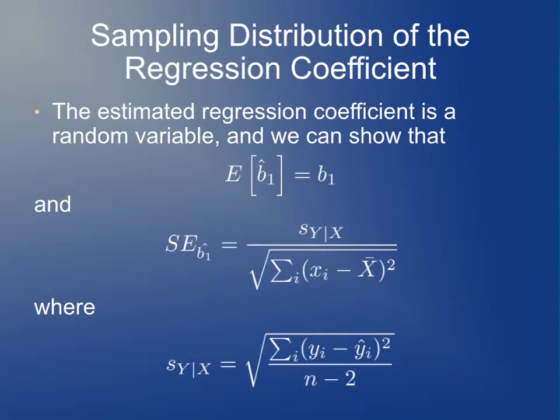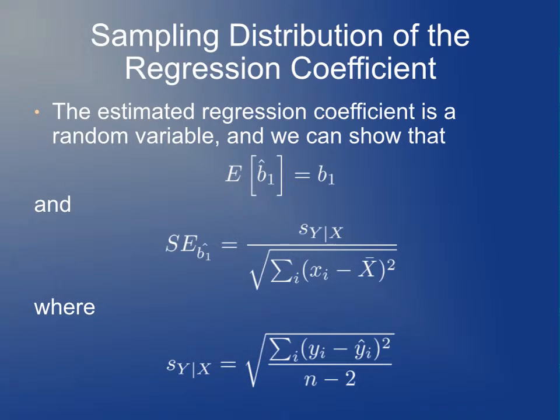And it turns out that you can show that the expected value of the regression coefficient is b1. That is, if we took a bunch of different samples from the population, calculated regression lines for each of those samples, and took the average over time, the average regression coefficient would approach the true value of the regression coefficient.